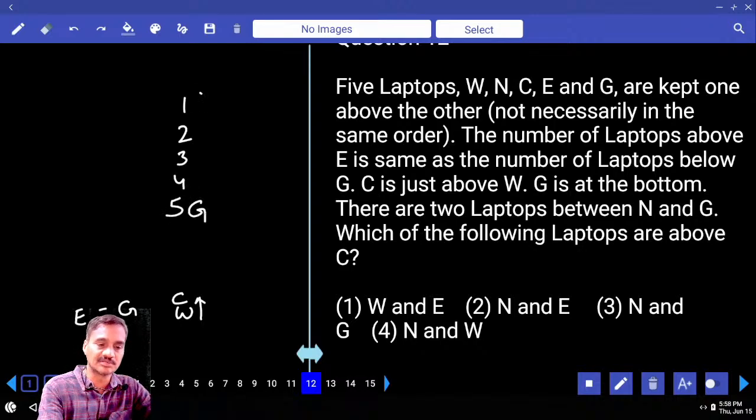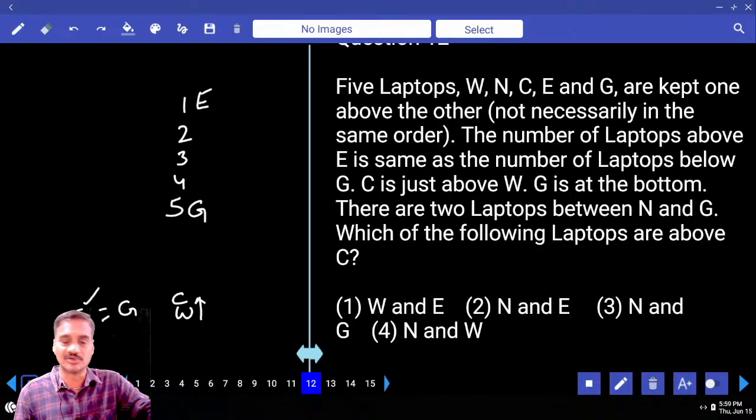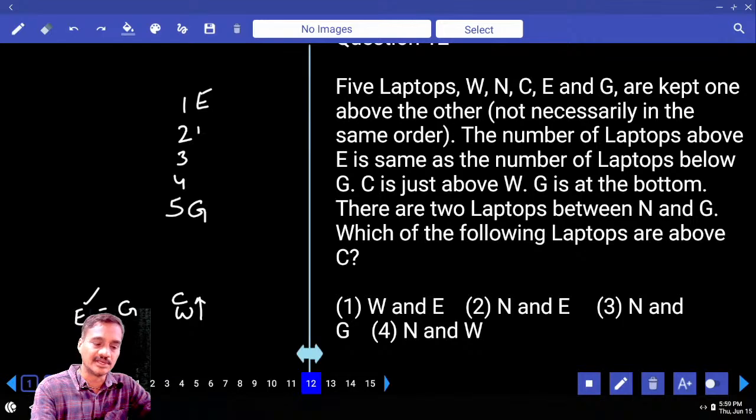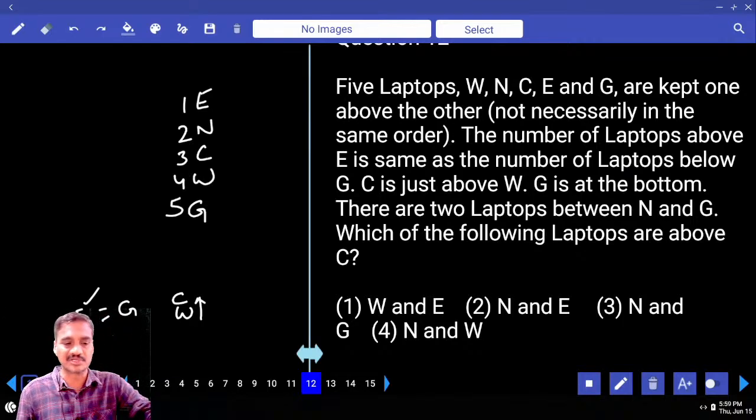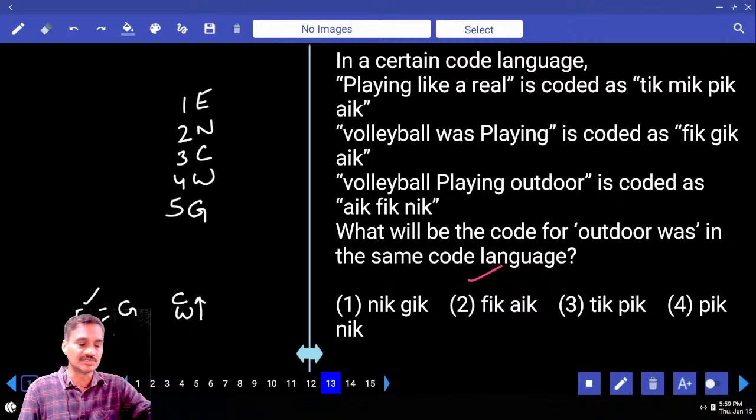If G is at the bottom, E must be at the top, because number of laptops above E equals number of laptops below G. And next one, C and W. G is at the bottom. There are 2 laptops between N and G. If N is here, C and W must be here. Then which of the following laptops are above C? E and N, N and E, that is choice 2, question number 12. The next one, 13th one.